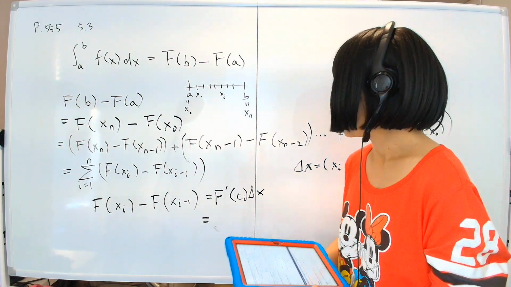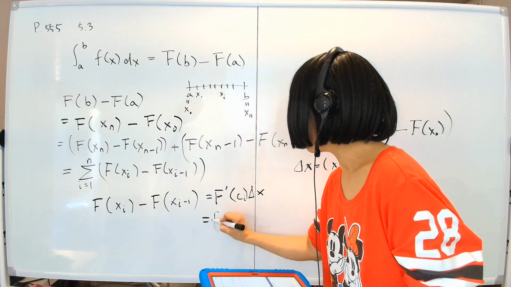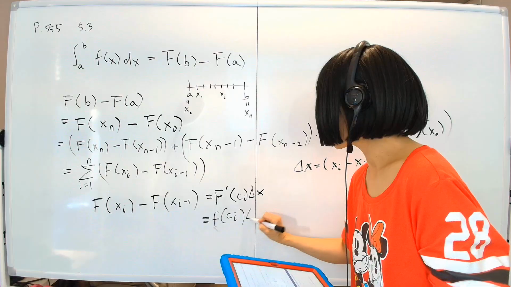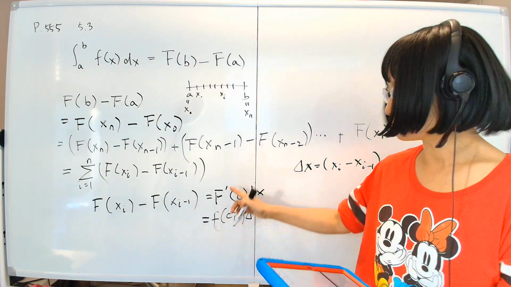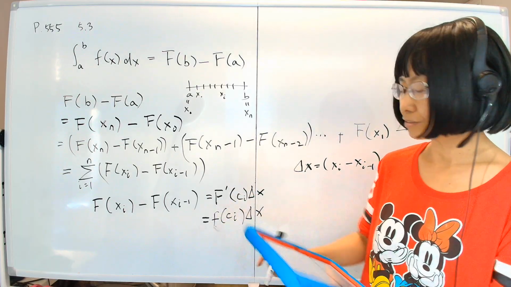How do we know that? It's by the fundamental theorem, right? So that equals the little f of ci delta x. And now that's the fundamental theorem part 1. Okay, the derivative of big F is equal to the little f.